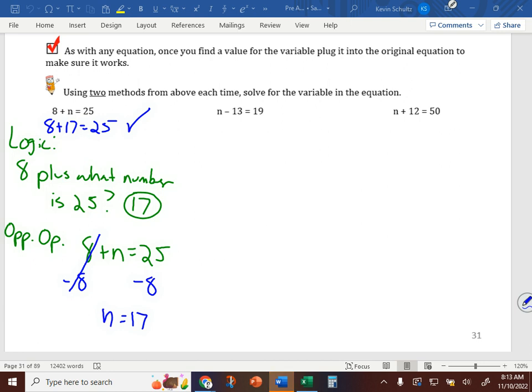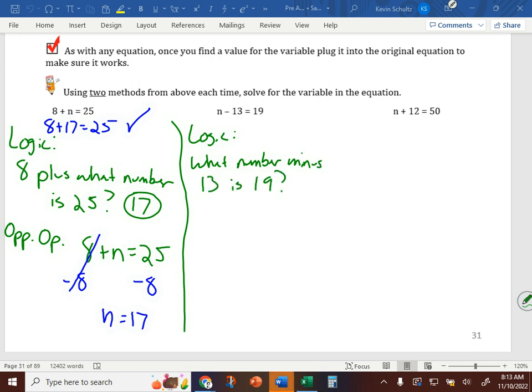Next one. Let's use logic again. What's the question being asked here? Or how could you phrase this equation in question form? Yeah. Good. What number minus 13 is 19? What number minus 13 is 19? Nolan, what's the answer to that? 32. 32 minus 13 equals 19.